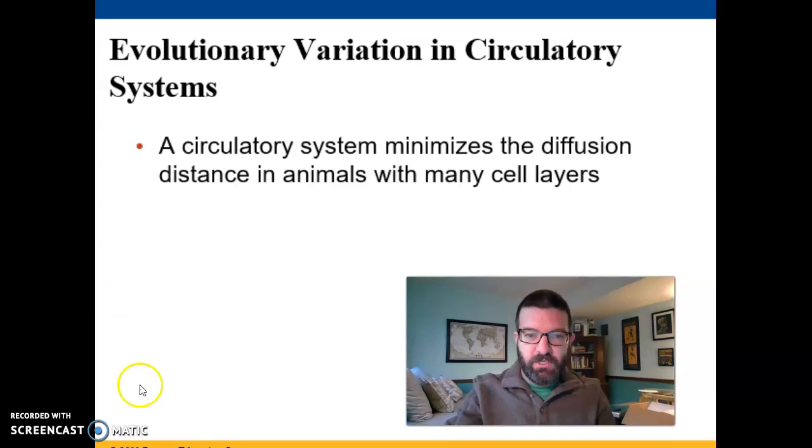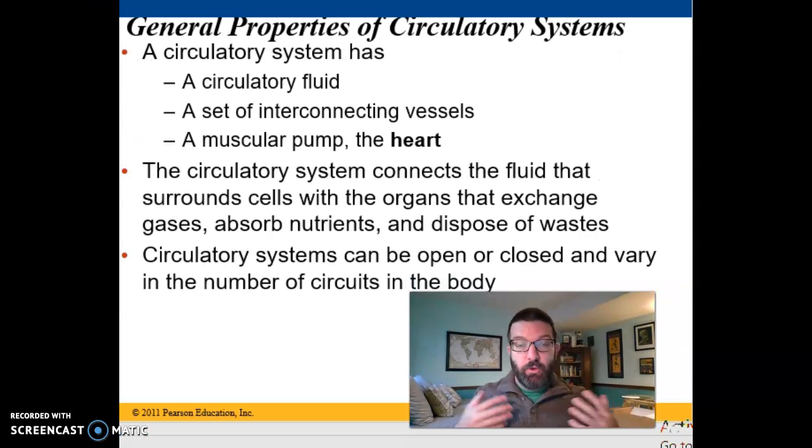But in organisms with many cell layers, a circulatory system can help minimize the diffusion distance between the oxygenated fluid and the cells that you're oxygenating. And in order to have a circulatory system, you need some sort of circulatory fluid that can carry gases as well as other things like wastes and food, a set of vessels that conduct that fluid around the body, and a pump that can create pressure to push the fluid through the vessels. In other words, a heart of some sort.